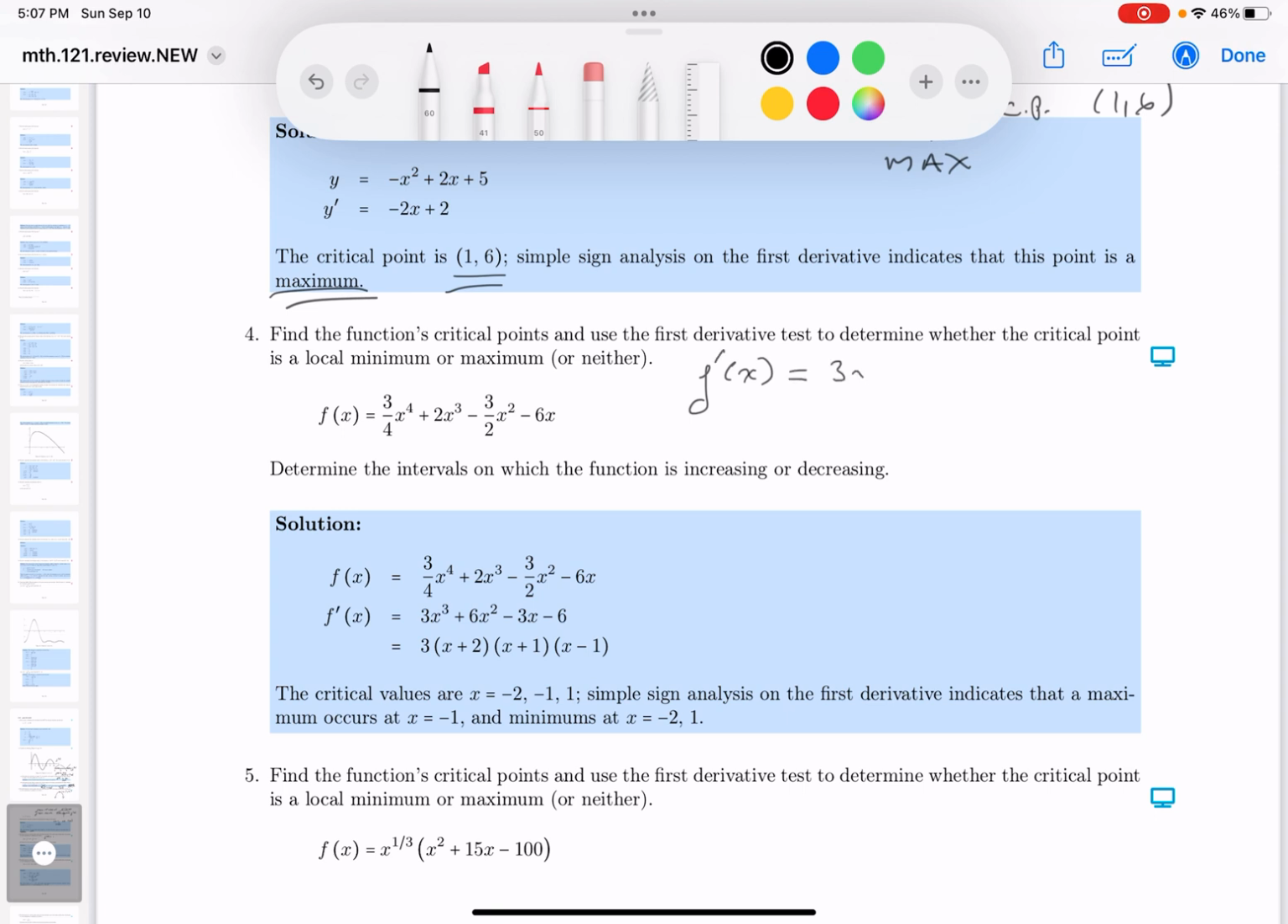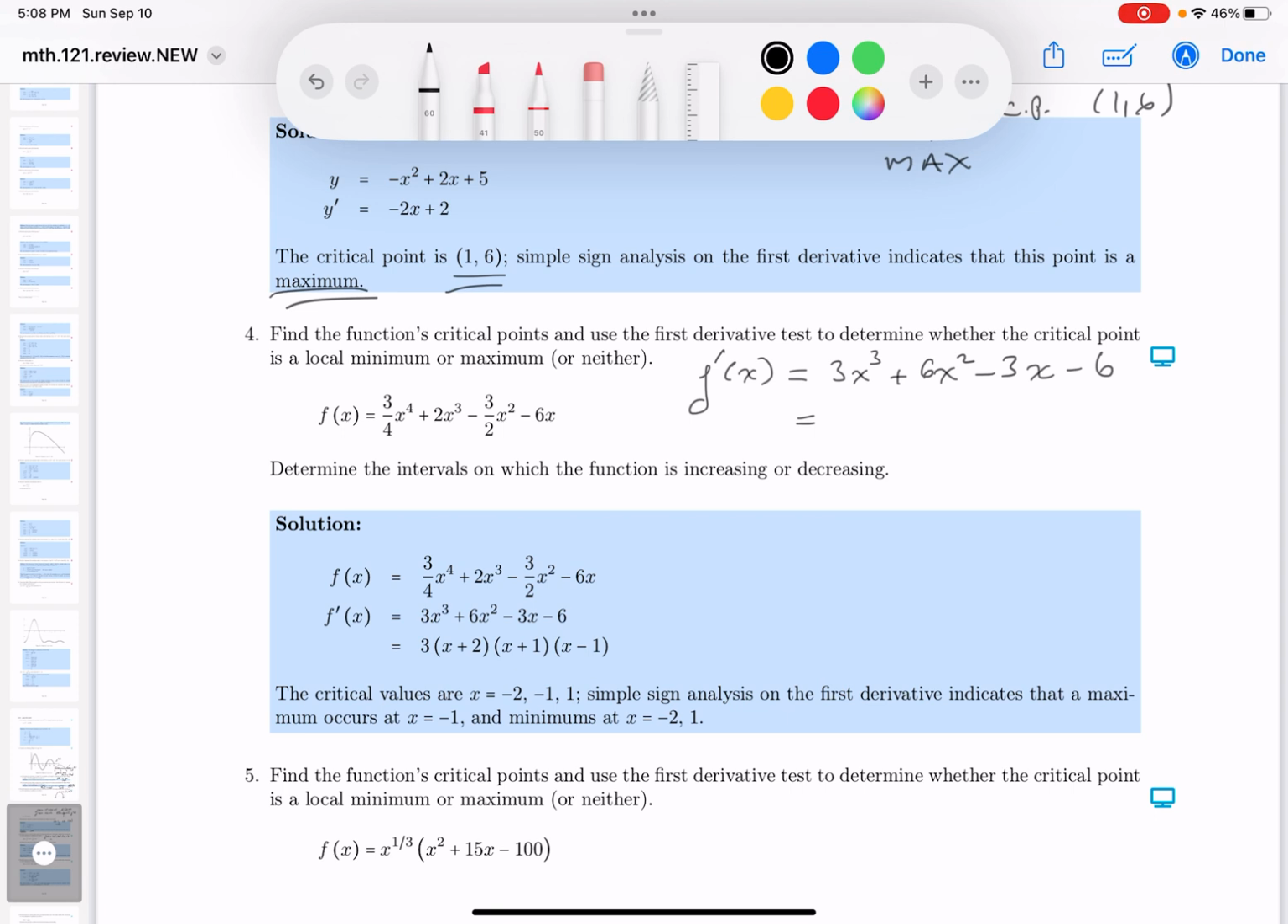You get 3x cubed. That's a cubic, by the way. Plus 6x squared. And then you're going to get minus 3x. All right? And then minus 6. Now, in general, what you learn in Math 119 is probably going to be applicable here. I'm going to just try to factor it.